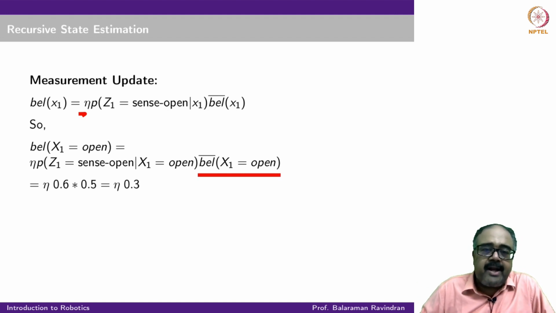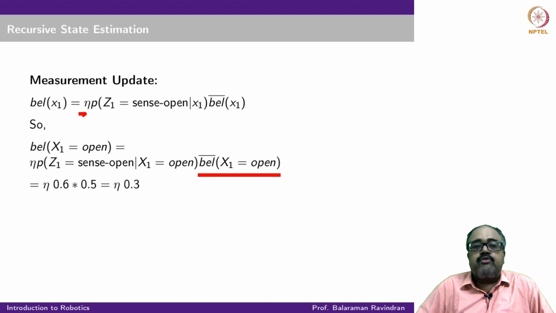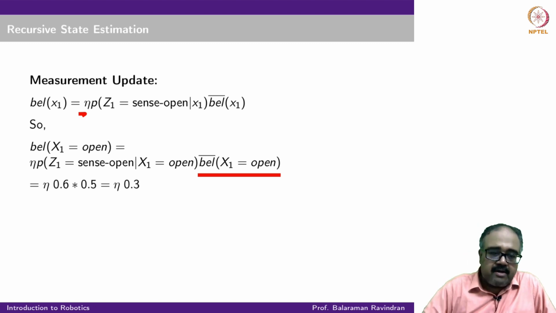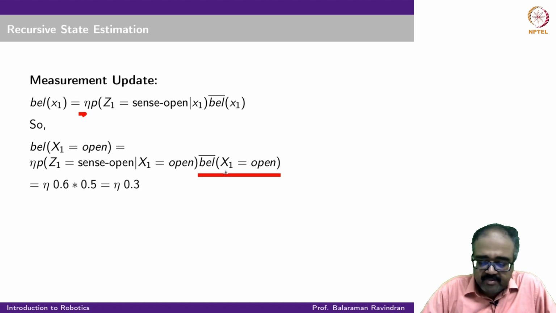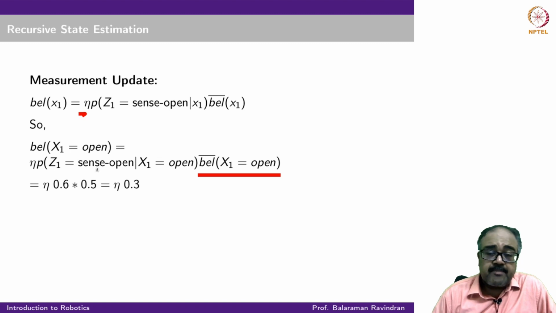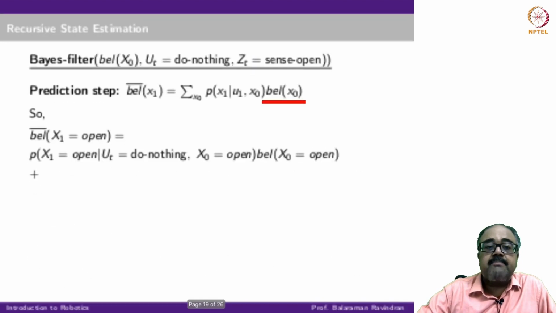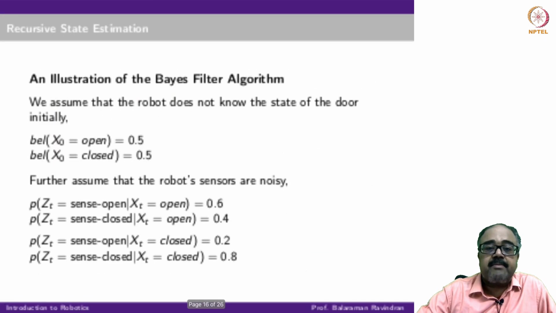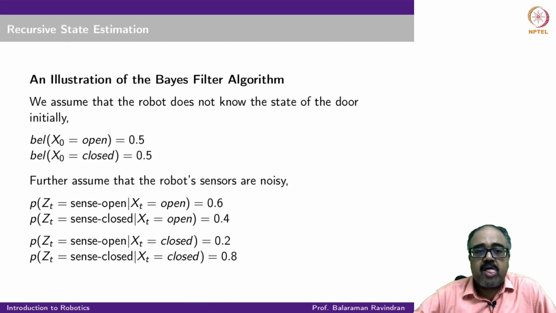And since we are updating it in a very consistent fashion, very soon you will know the true state of the world, assuming that you have enough interactions with the world. Now if you remember our probabilities, bell bar x1 equal to open was 0.5. And I said when x1 is open, we will sense it to be open with a probability of 0.6. If you remember the previous measurement update, this is the measurement update that we had.